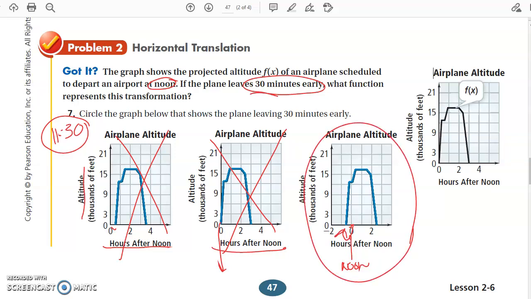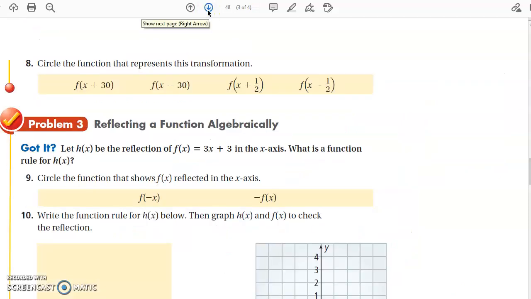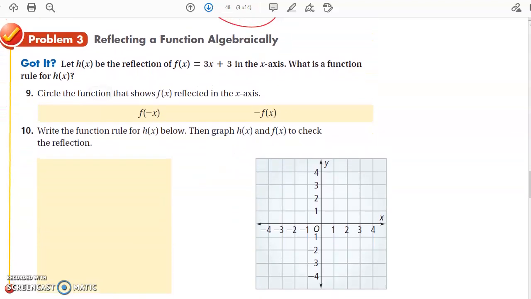All right, let's go to the next page. Circle the function that represents this transformation we just talked about. And it's going to be f of x plus 1/2, right? That'll be your function right there. Reflecting a function algebraically. Algebraically is the key word there. We're going to tell you how to do that real quick. And reflection just means like a mirror image.